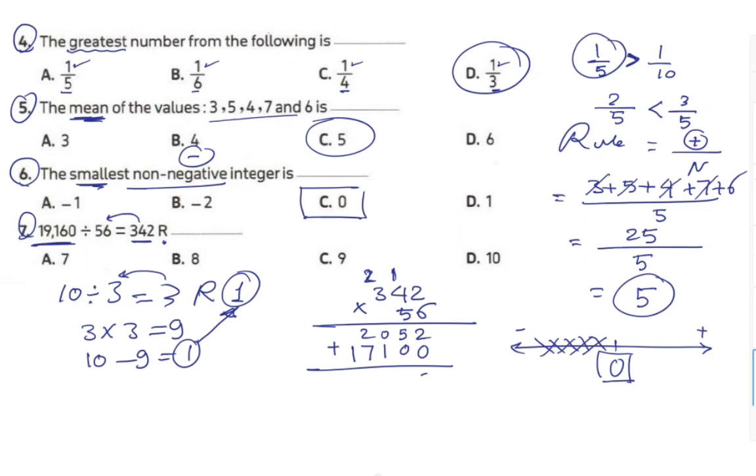2 plus 0 equals 2. 5 plus 0 equals 5. 0 plus 1 equals 1. 2 plus 7 equals 9 and 1. Now I will what? I will subtract this number from the dividend here. I have 19,160 minus the result.